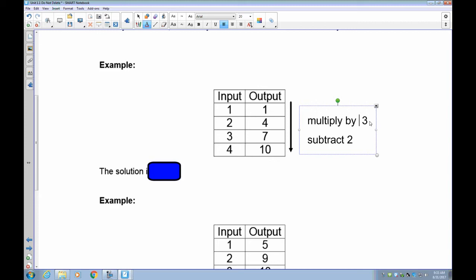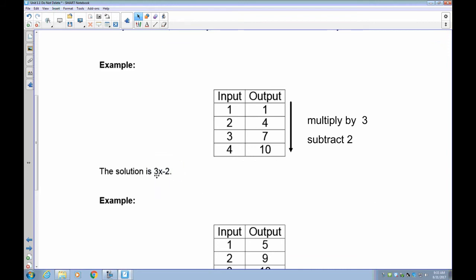2 times 3 is 6. To get to a 4, you subtract 2. 3 times 3 is 9. To get to a 7, you subtract 2. 4 times 3 is 12. To get to a 10, you subtract 2. So we know we multiply by 3, and then we subtract 2. And you'll find that that's your answer. Multiply by 3, that's what 3x means. We'll get more of this a little bit later. 3 times the number, subtract 2, and x is the number.